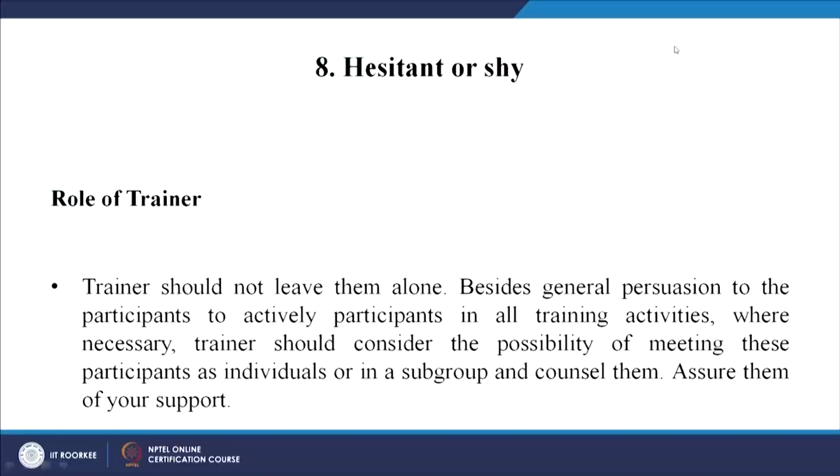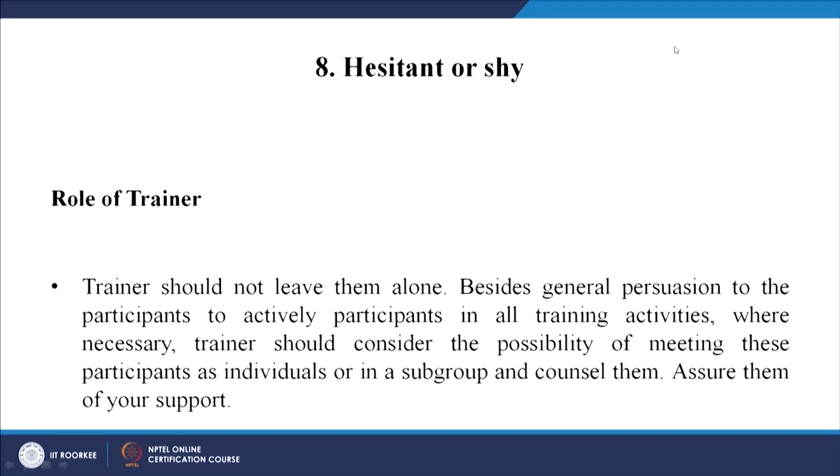And then, as I mentioned earlier also, in this way we can make the group isolate that particular person and make him realize that this is not relevant behavior. Or, if there is still no change in behavior, then the trainer has to talk with the concerned participant. There may be certain participants who are hesitant or shy. So the role of a trainer will be: the trainer should not leave them alone.